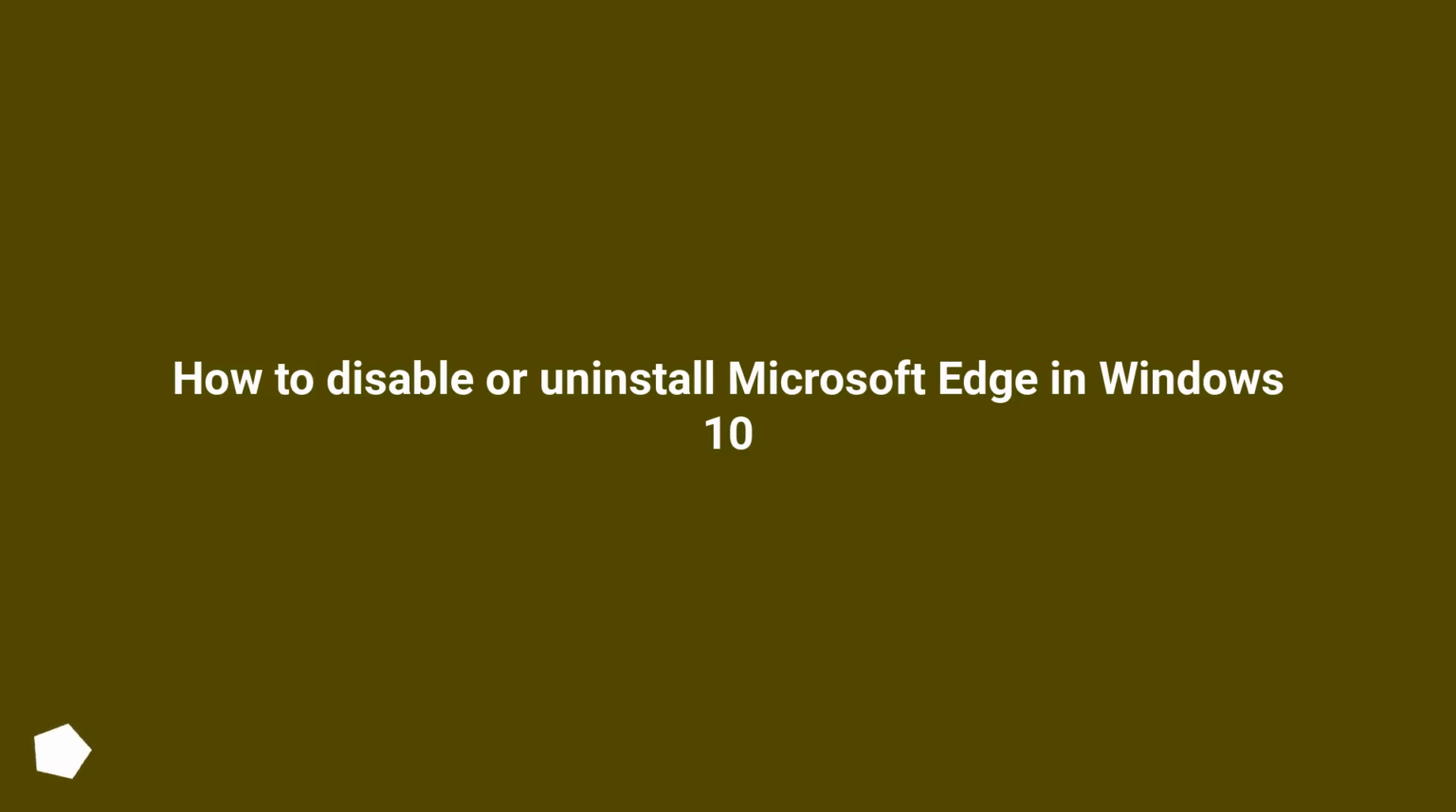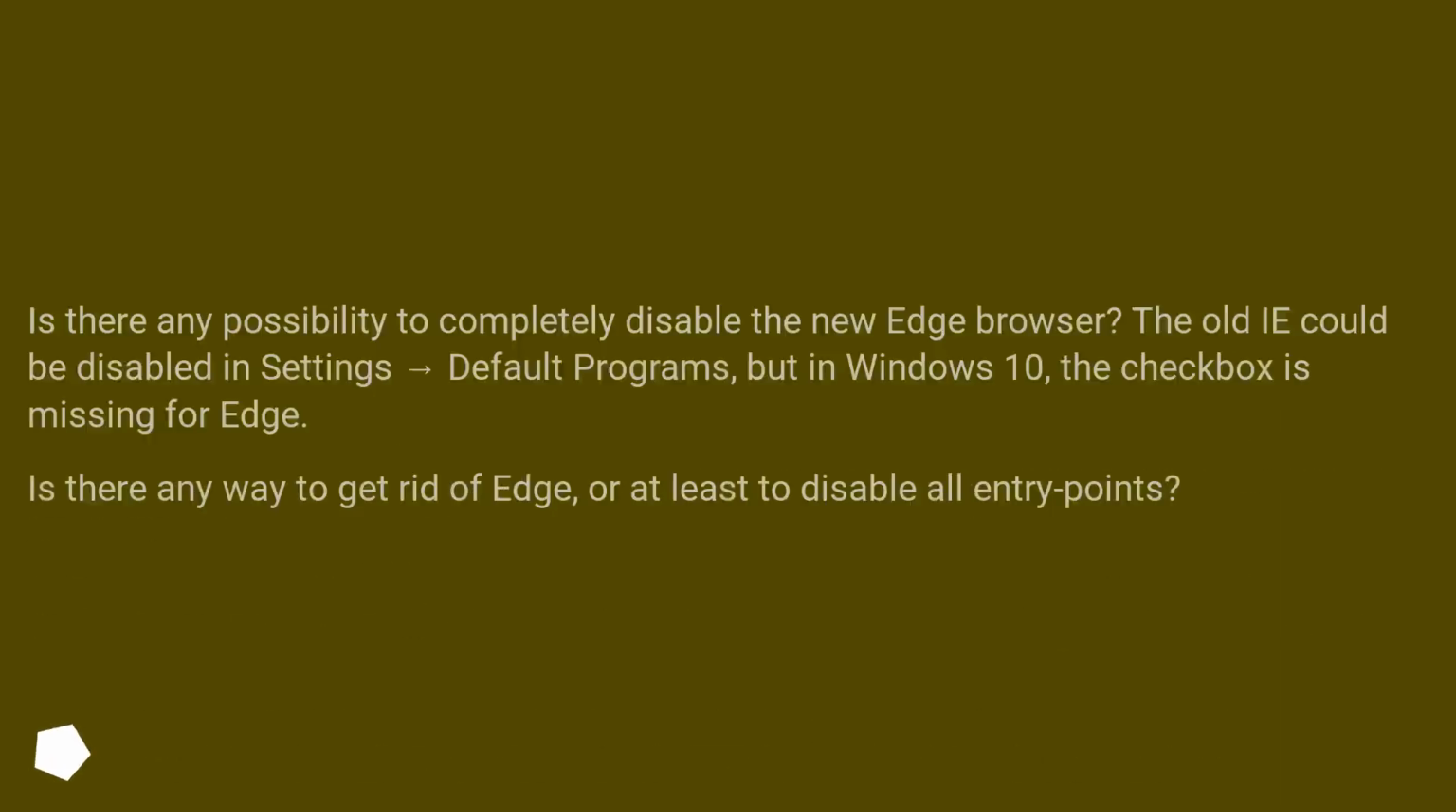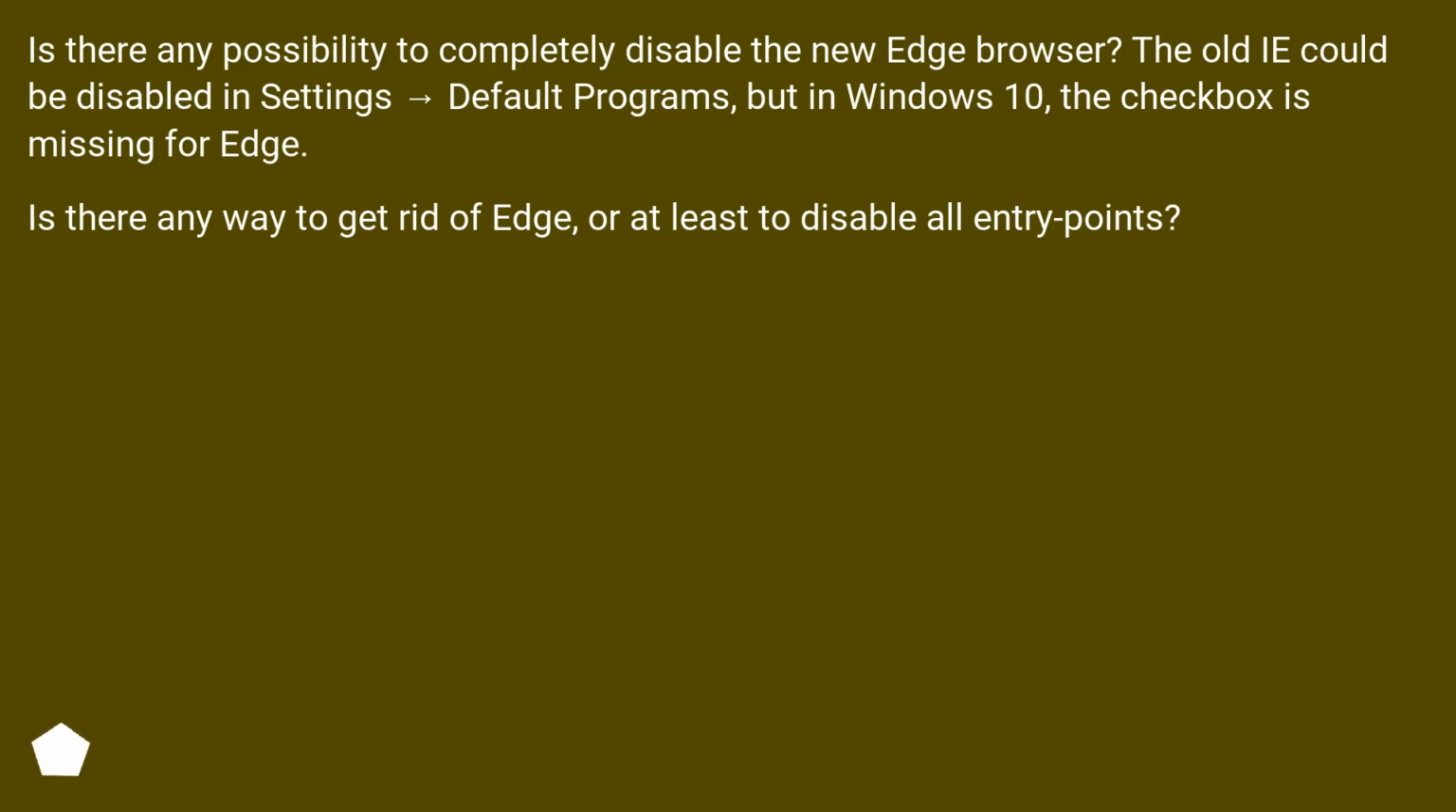How to disable or uninstall Microsoft Edge in Windows 10. Is there any possibility to completely disable the new Edge browser? The old IE could be disabled in Settings, Default Programs, but in Windows 10, the checkbox is missing for Edge. Is there any way to get rid of Edge, or at least to disable all entry points?